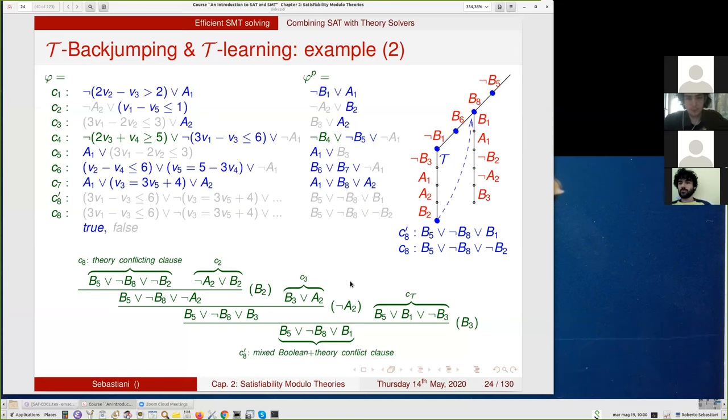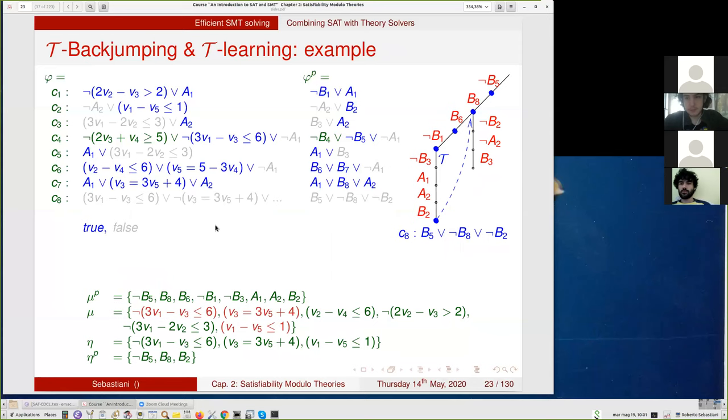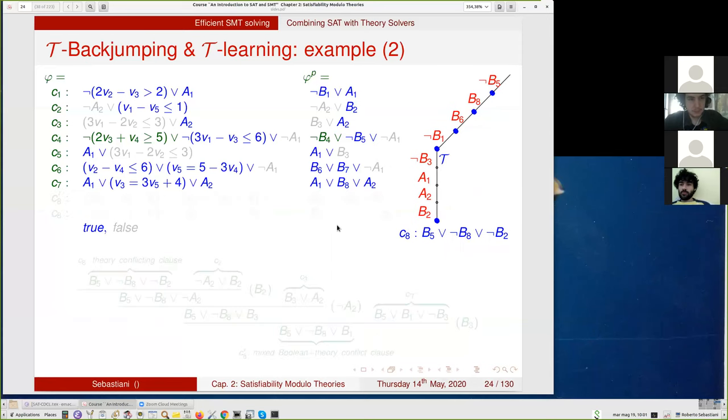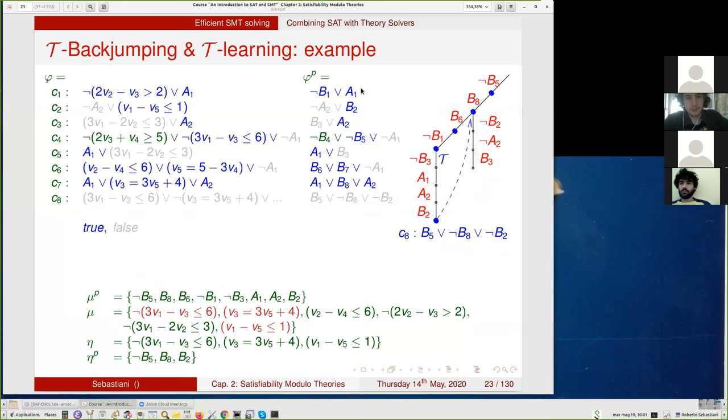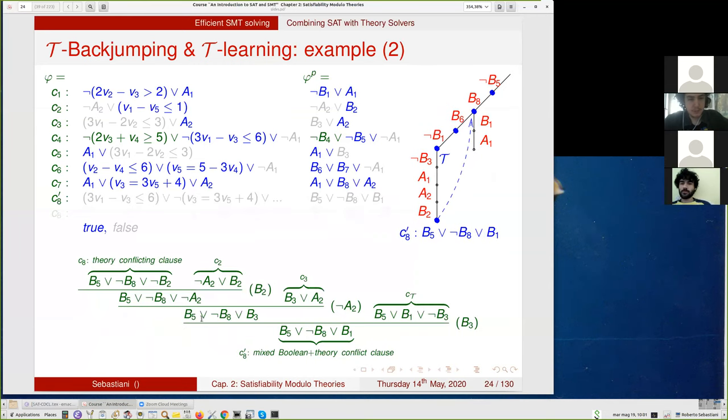Let me go through this. Let me get this formula here. If I say not B1, B8, not B5, not B1, B8, not B5. I cannot find it, but I will look at that in the interval. So this is a conflict analysis performed on this clause here, and this corresponds to a conflict set.